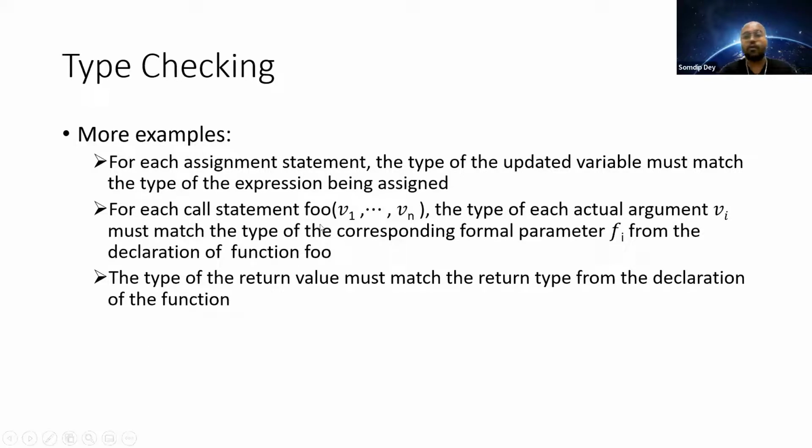For example, here we have the function foo with the passed arguments v1, v2 till vn. The type of each actual argument vi must match the type of the corresponding formal parameter f from the declaration of the function foo. Another example of type checking is that the type of the return value must match the return type from the declaration of the function itself.